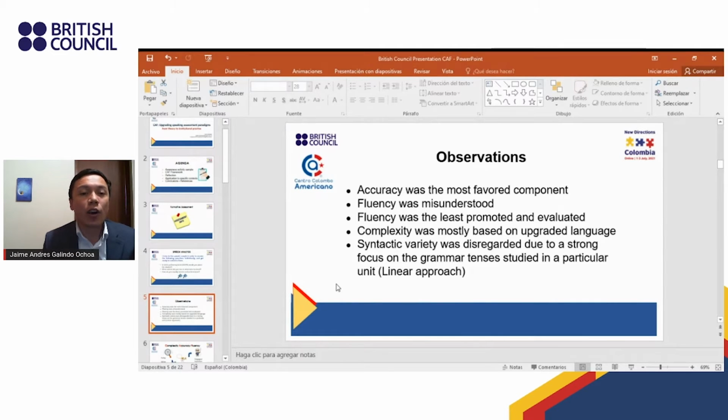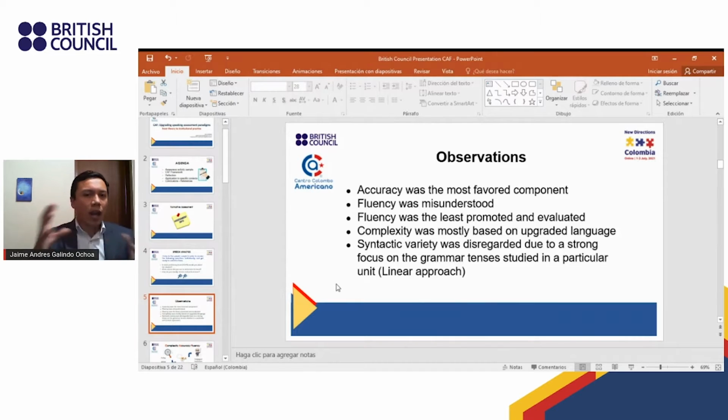Fluency was not really taken into account like grammar and pronunciation in the feedback practices. Complexity, or the concept of what is complex, was mostly based on advanced language. Teachers promoted a lot of advanced language to make students speak with a little higher complexity. Syntactic variety was disregarded because of the focus on the grammar studied that week. I feel this has to do with the linear approach of a book, going from verb be to simple present to past. It's okay to recycle, but having syntactic variety might pose a problem.